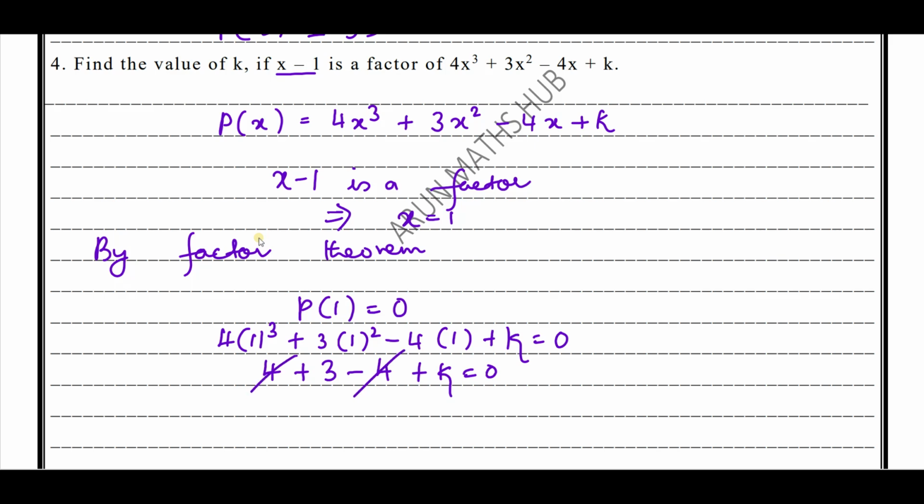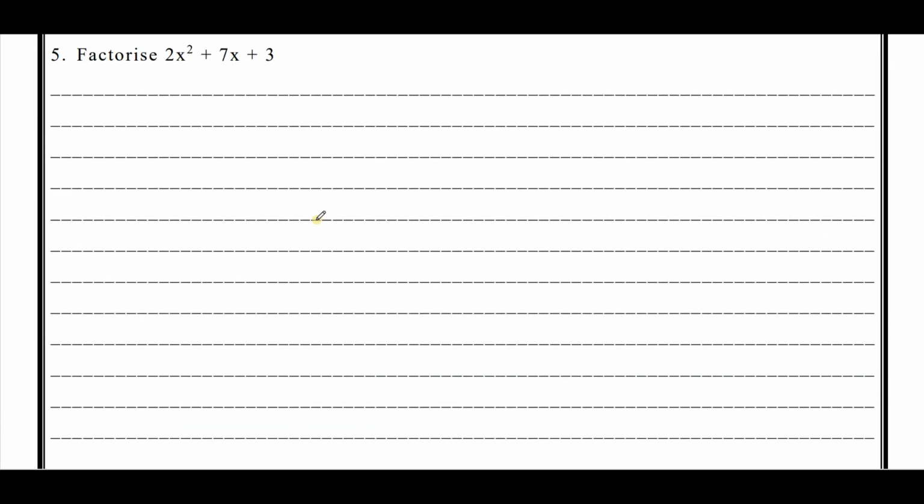Now what you get is 3 plus k equals 0. Shift 3, what you get? K equals minus 3. Important question, finding the value of k. Now the fifth question, factorize 2x square plus 7x plus 3.